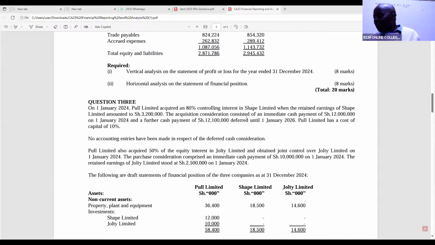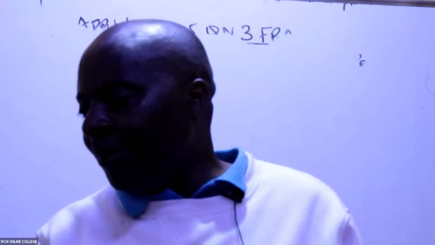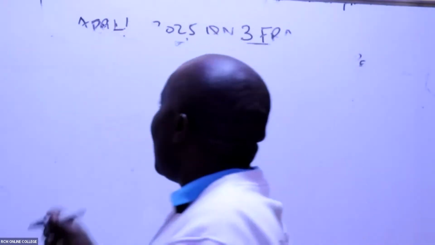The acquisition consideration consisted of an immediate cash payment, 12 million, paid by the parent. Parent is, in this case here, Pool. And then we have on 1st January 2024, a further cash payment of 12.1 million deferred until future. And the cost of capital is 10%. So not a problem. So what I will do, I will come here, right?